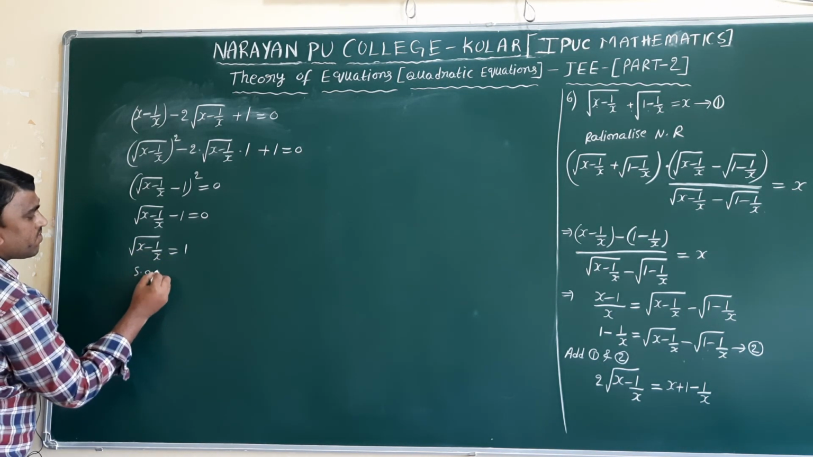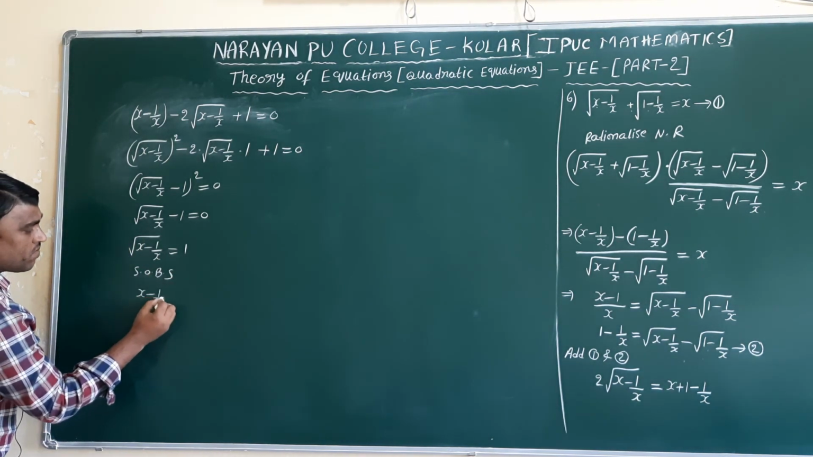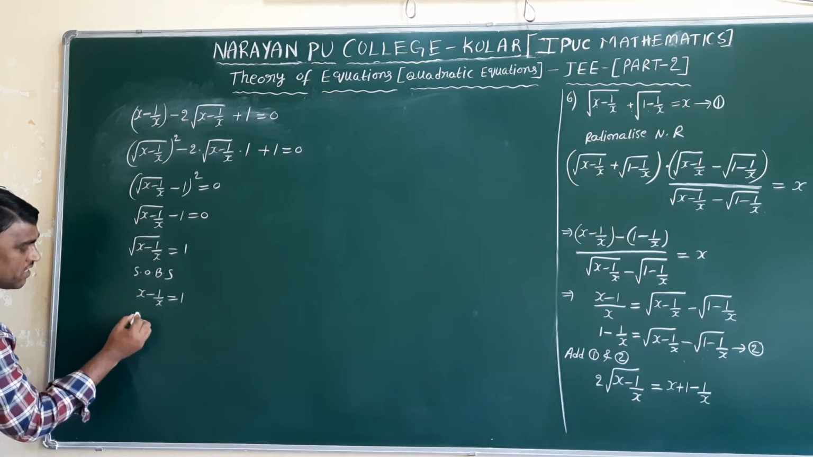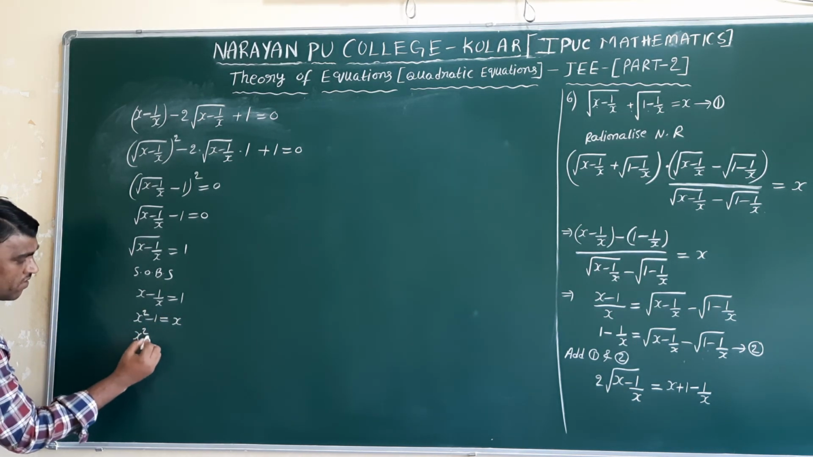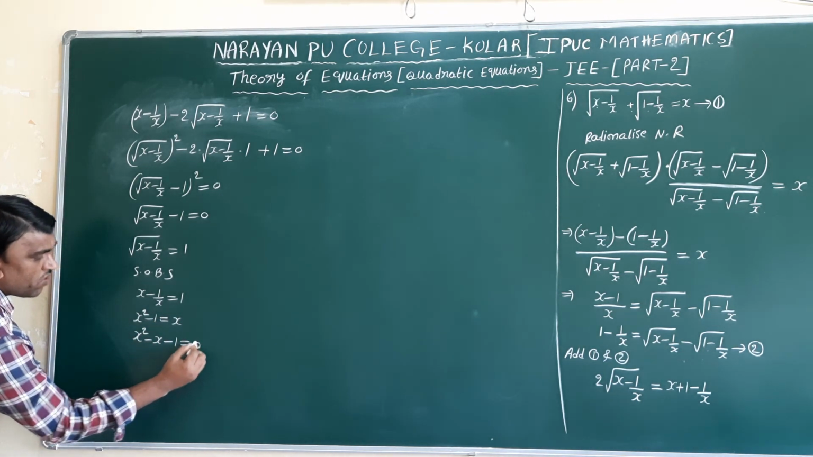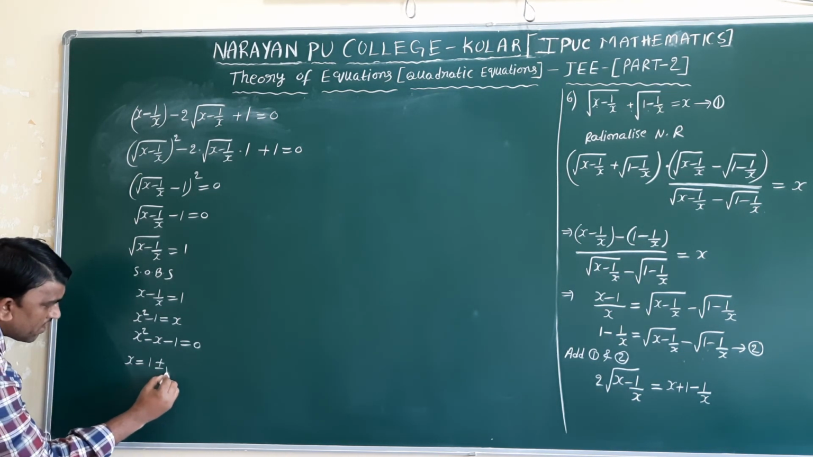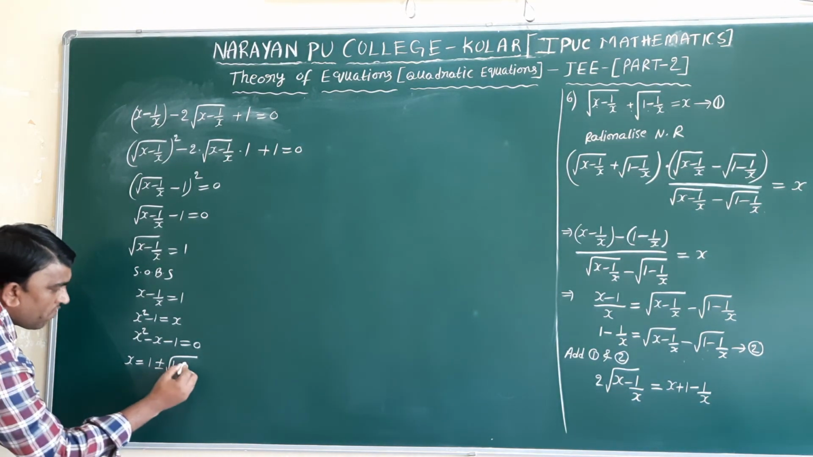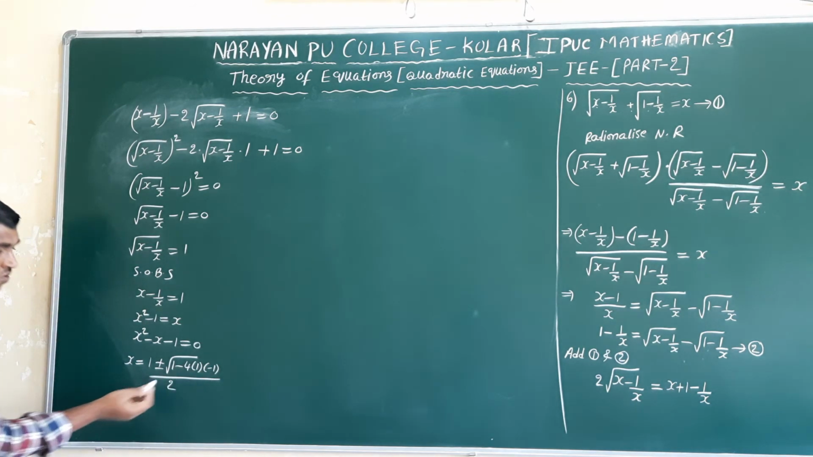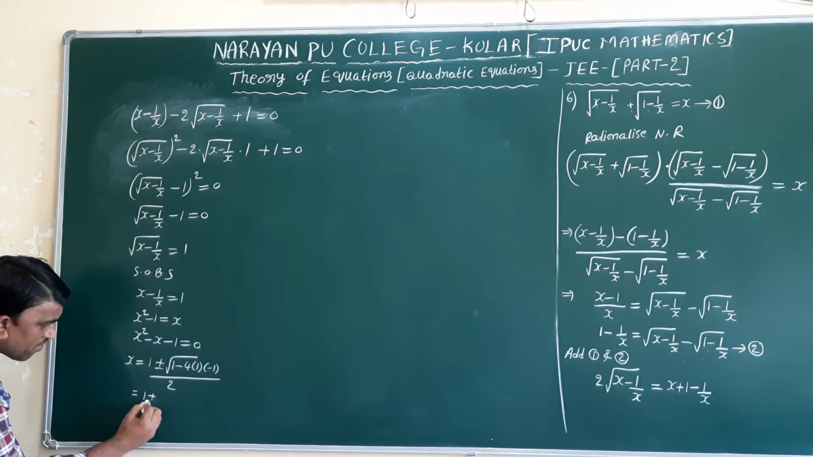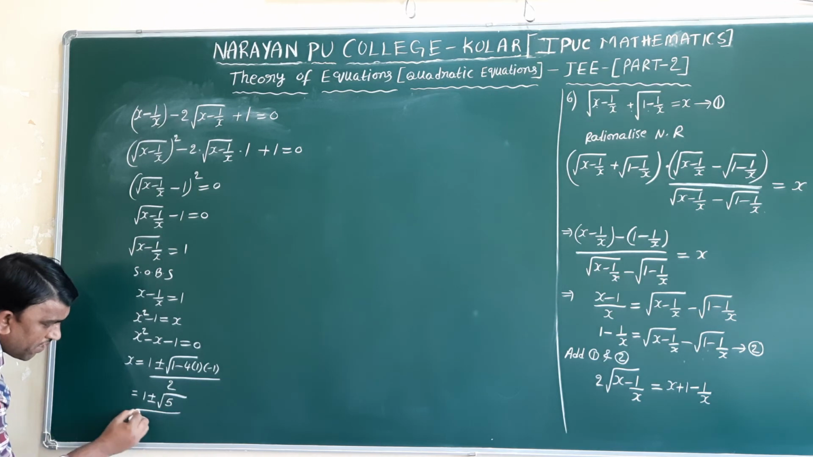Squaring on both sides, the left side root will be cancelled off, x minus 1 by x equal to 1. Take LCM, x square minus 1 equal to x. x square minus x minus 1 equal to 0. Find the solution: x equal to minus b plus or minus square root of b square minus 4ac, by 2a, 2 into 1. So 1 plus or minus root over 1 plus 4, that is 5, root 5 by 2.